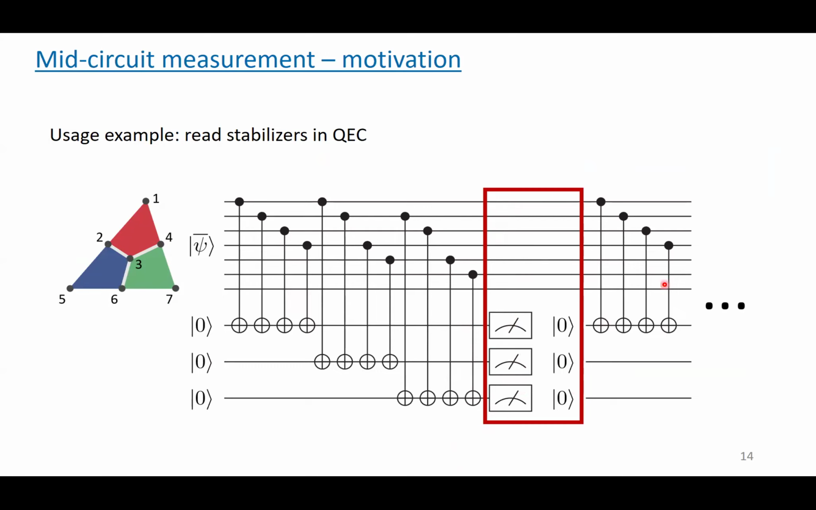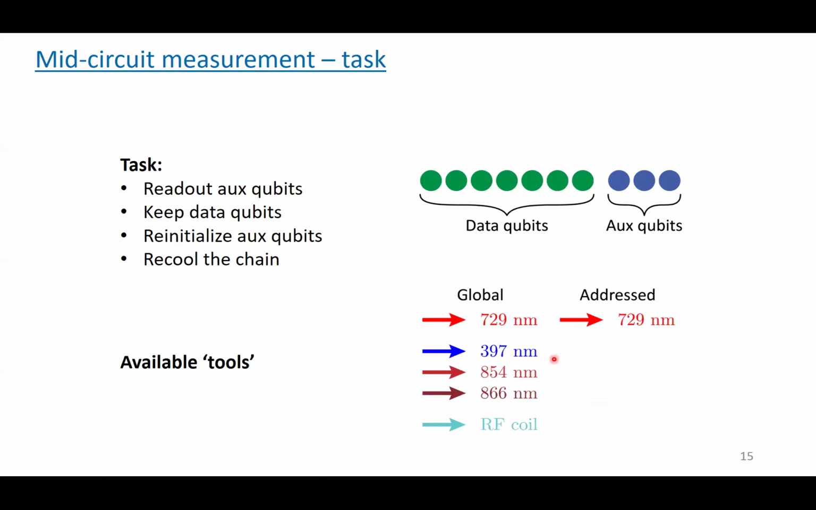So we couldn't do that before, and that was obviously a big limitation, which we had to overcome somehow. So let me formulate a task for this procedure. We have a register of qubits, which we virtually split into data qubits and auxiliary qubits. What we want is to read out auxiliary qubits, keep the state of the data qubits undisturbed, and reinitialize auxiliary qubits.